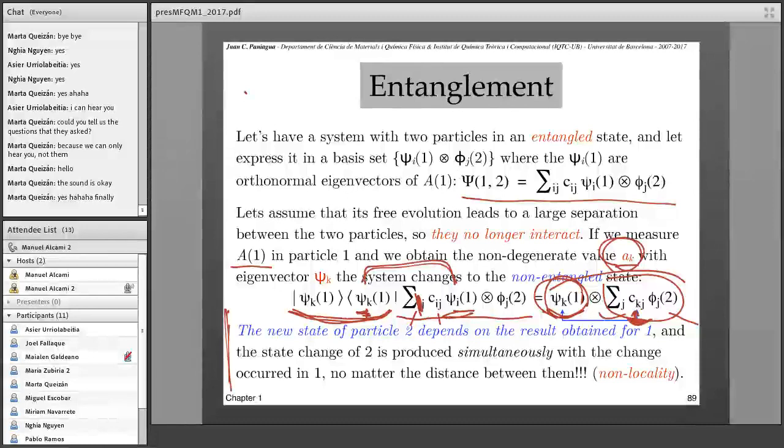But in principle, you could have a system which has no type of interaction with another part, but is influenced by it. And this is the origin of the long discussions that have been held mainly between Einstein and Bohr, because Einstein, who was the father of relativity, could not believe in non-local effects.